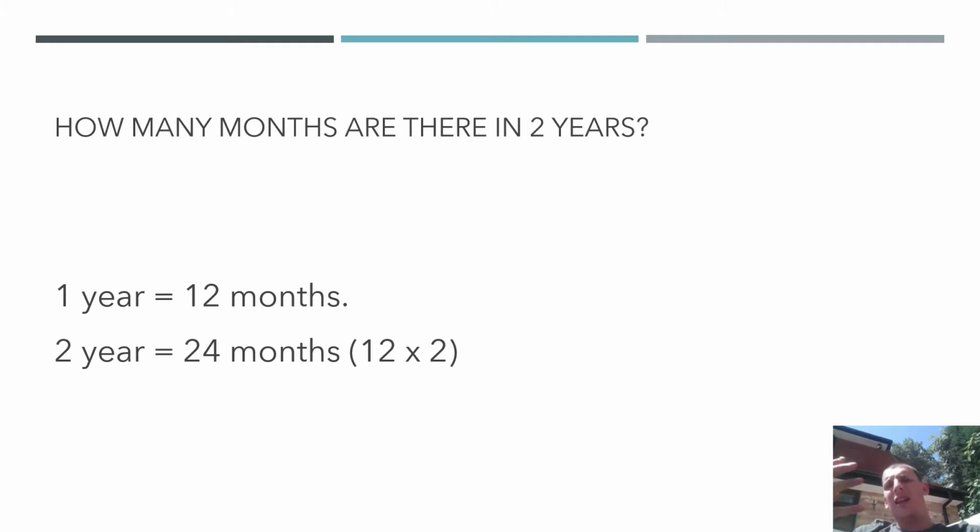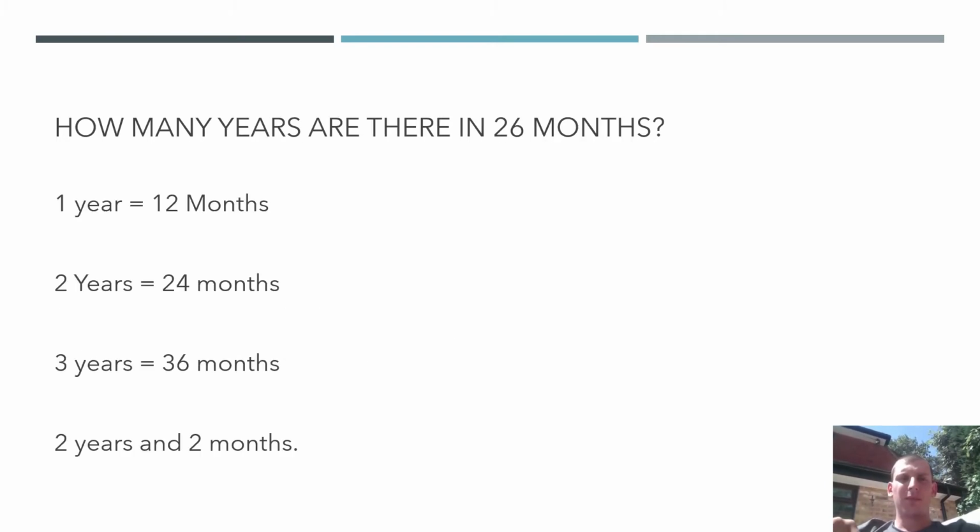Right, so we're going to do a few conversions. The first sorts of conversions we're going to do are between years and months. I want to know how many months there are in 2 years. Now remember, in 1 year there are 12 months. So in 2 years it's going to be double that. So we'll just do 12 times 2, which is 24 months. So 1 year is 12 months, 2 years, there are 24 months.